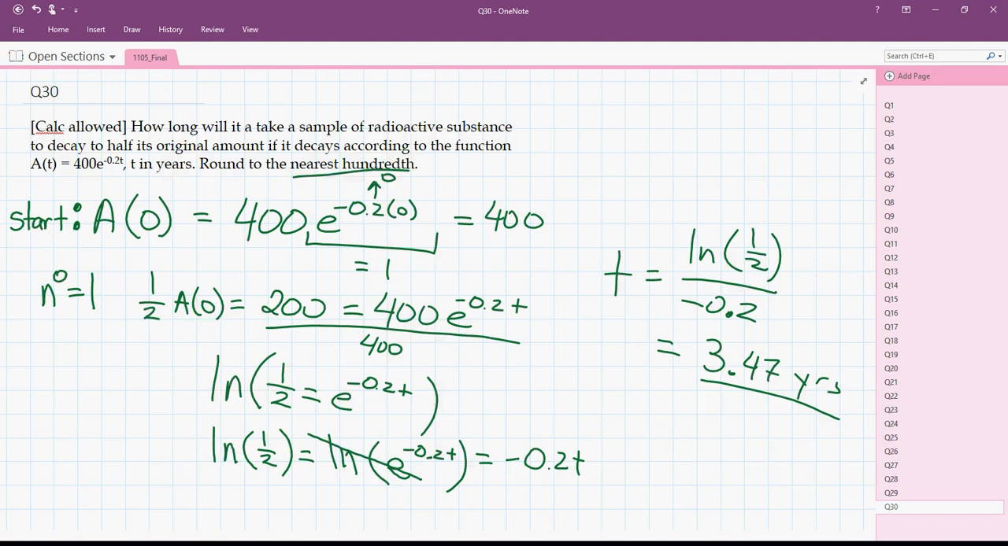Any questions on that one? Yep. We plugged in 0 for t because the question asks, how long is it going to take to reach half its original amount? Half its original amount is a specific number, but we don't know what that is. So what we want to find is the original amount, and to calculate that is this calculation. Otherwise we don't know the original amount. The original amount is just the amount when t equals 0, by definition.